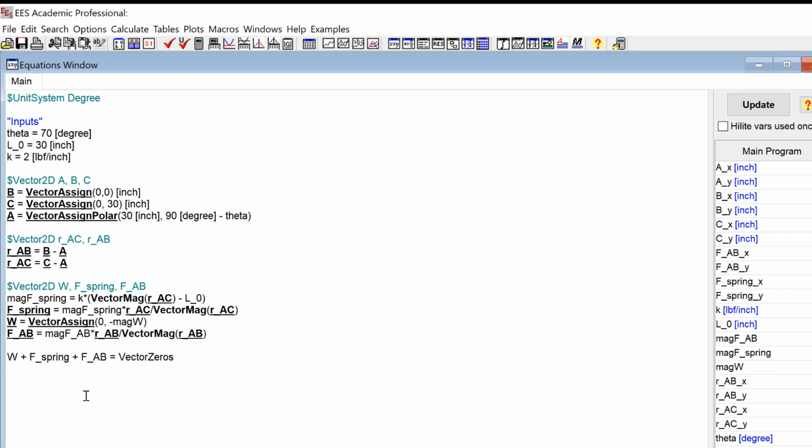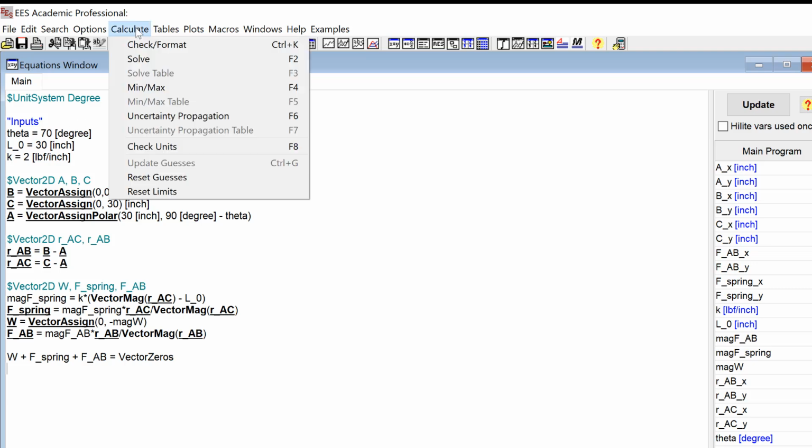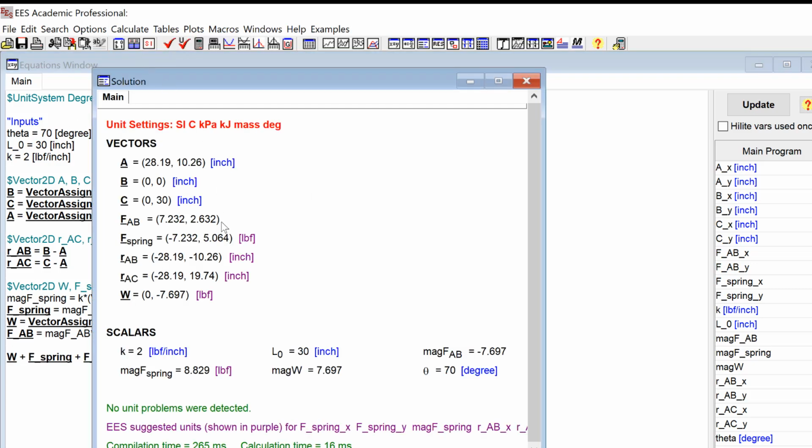And at this point, hopefully, if I haven't made a mistake, I have enough equations and enough unknowns that I can solve. And you can see that the solution tells me that the magnitude of W is like 7.7 pounds, right? So when I rotate 70 degrees, I get a magnitude of W that's 7.7 pounds required for that rotation. Of course, that's not what the question asked. The question asked, how much do you have to rotate in order to get a magnitude of W that's 15 pounds? And so that's pretty easy to do here, right?